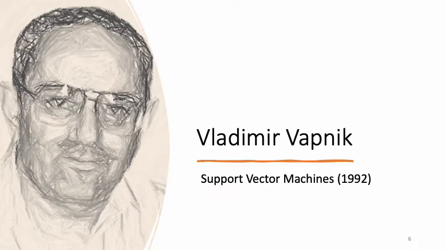The idea of classifying a dataset using Lagrangian optimization was made possible by support vector machines. Support vector machines were first introduced in 1992 by Vladimir Vapnik and his colleague Alexei Chervonenkis.